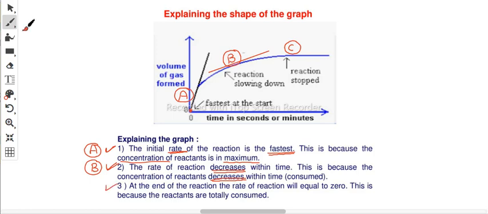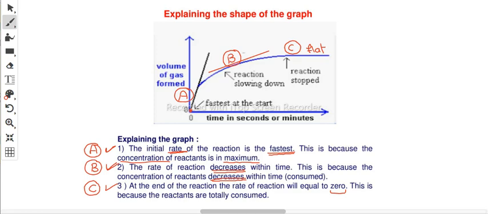Finally, we have stage number C. If we look at stage C, we're going to find that the curve becomes flat. It becomes actually a slope equals 0 here. So at the end of the reaction the rate will equal 0. So there is no rate at all. The reaction has ended because the reactants have been totally consumed during the reaction.